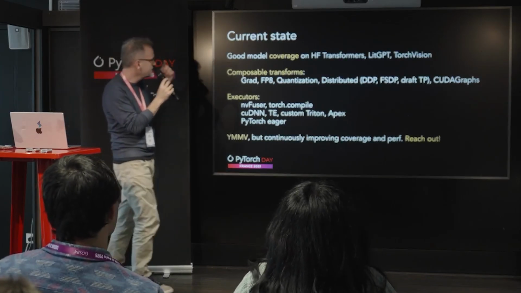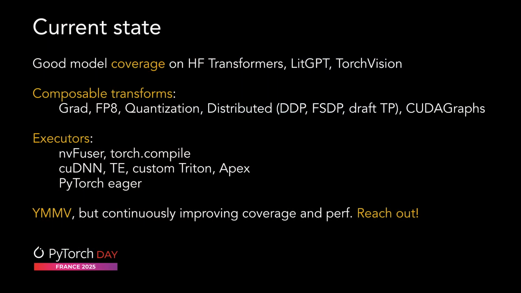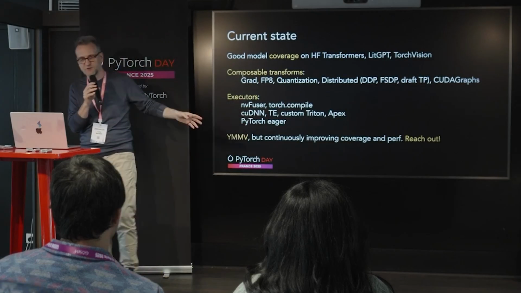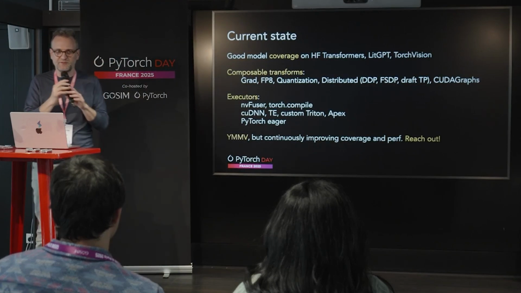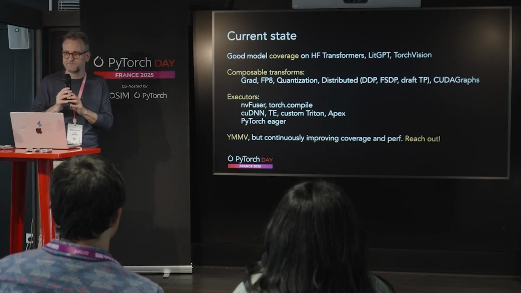The model coverage is good, it's improving. We're working on transformers right now to make sure you can run transformers without issues. We have a few composable transforms, and we'll add more. Now we've gotten to the point where we are actually productive in writing transforms, so that's great. We support a bunch of executors like nvFuser, Torch Compile, and Transformer Engine, cuDNN, custom Triton kernels. And if you try it out, your mileage may vary. It might as well be that it doesn't work for you. Please open issues, we are very receptive, we're working on it very aggressively. So, yeah, thanks a lot.